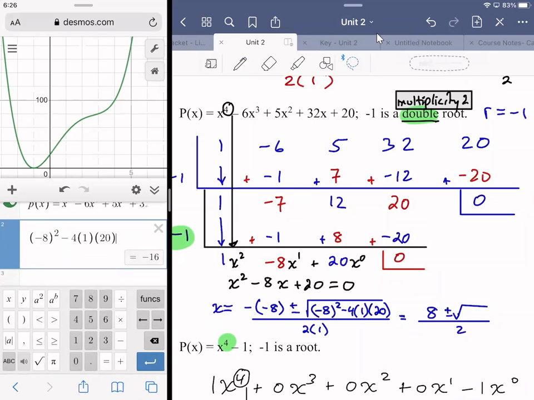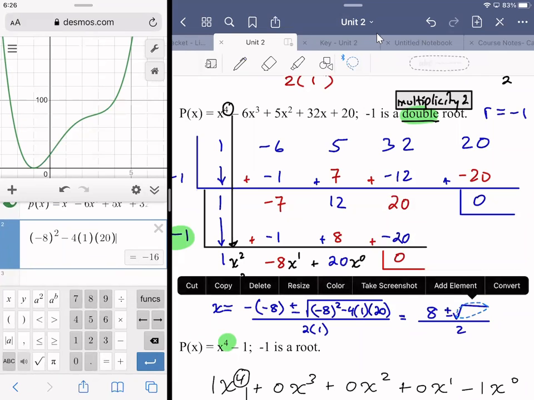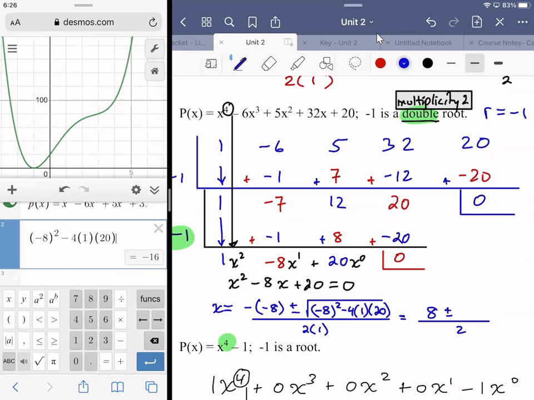I'm not in love with the way my radical looks, so let me change that. It's still not much better, but I could put in my -16 there, and now I just have to clean it up. It's just computation.